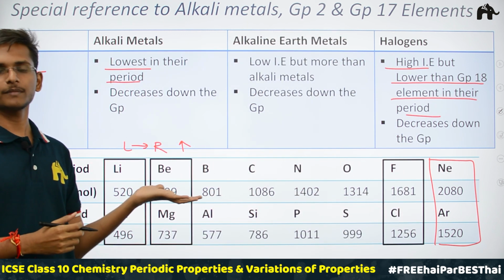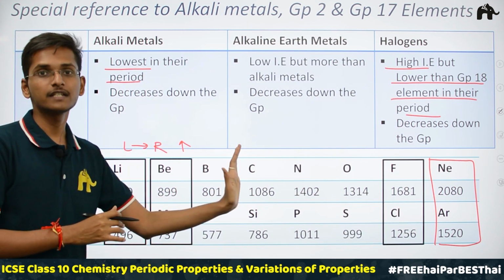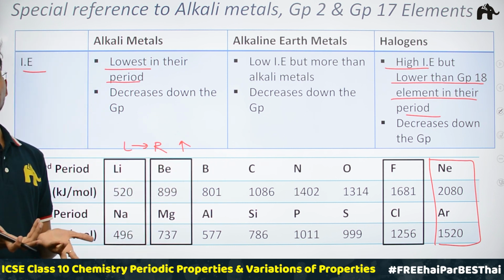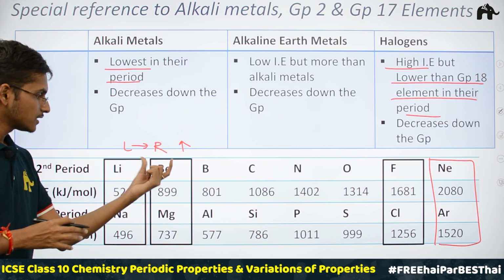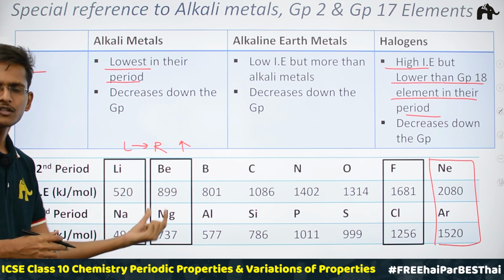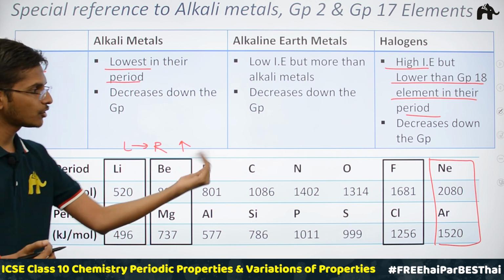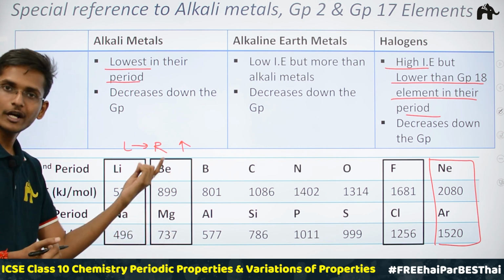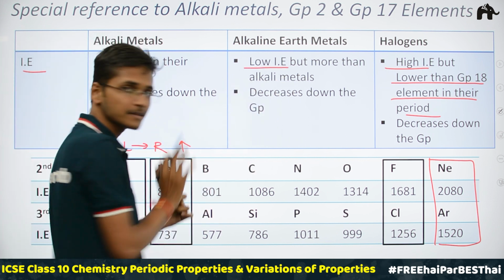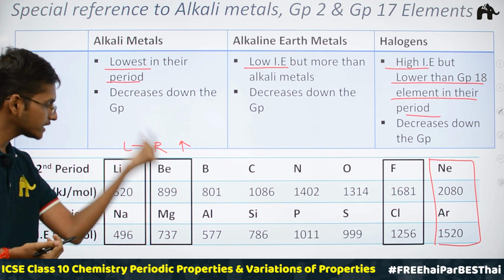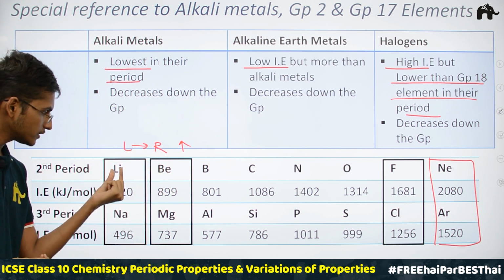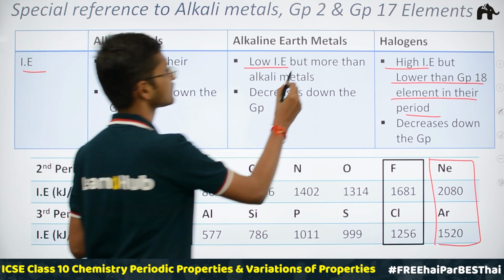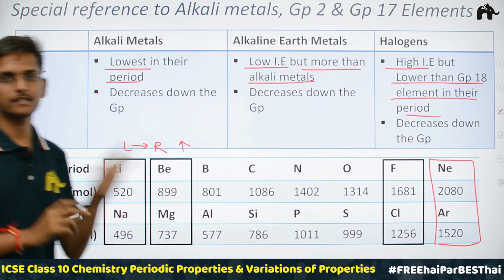And now the alkaline earth metals part. So we know the ionization energy increases. So alkaline earth metals would have higher ionization energy than group 1 elements. But yes, the values of ionization energy of alkaline earth metals would also be towards the lower side only, because they belong to the left of the periodic table, right? So they have low ionization energies, but their ionization energy values are higher than alkali metals. Okay, 520 here, lithium has the ionization energy, beryllium has 899. You can see here clearly. But more than alkali metals.